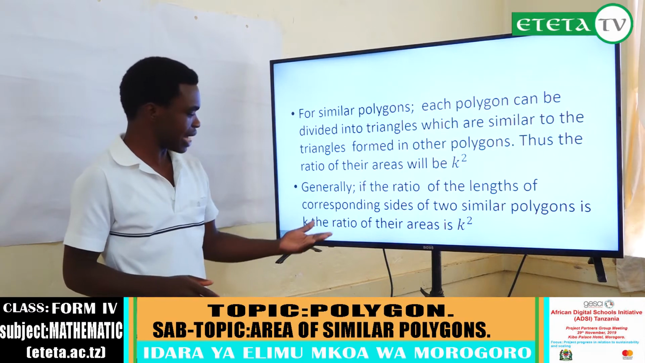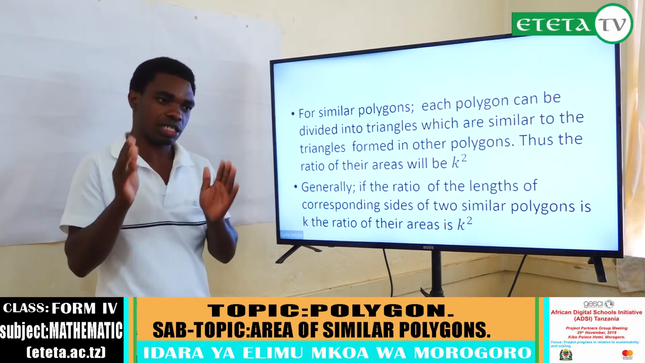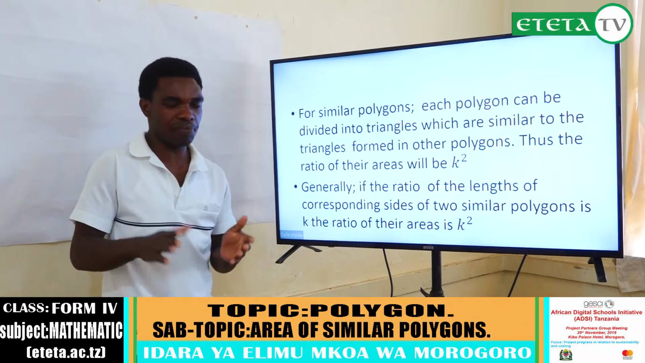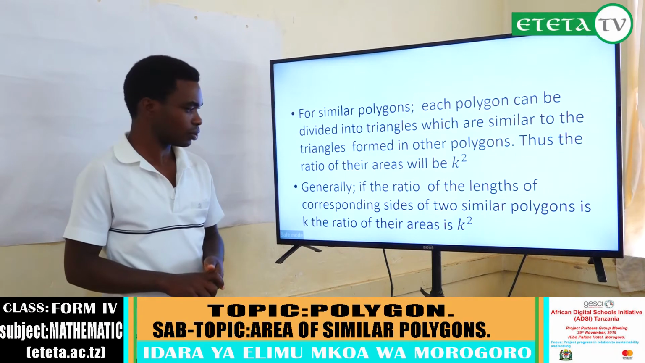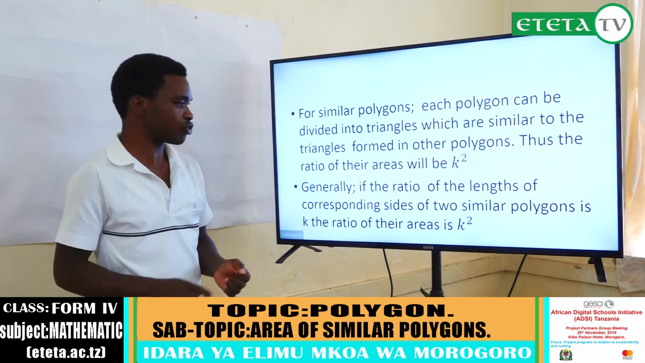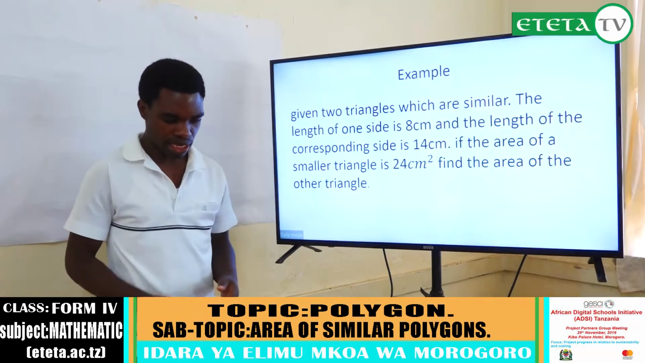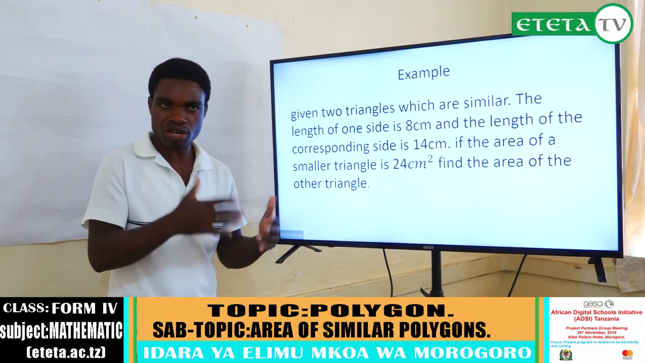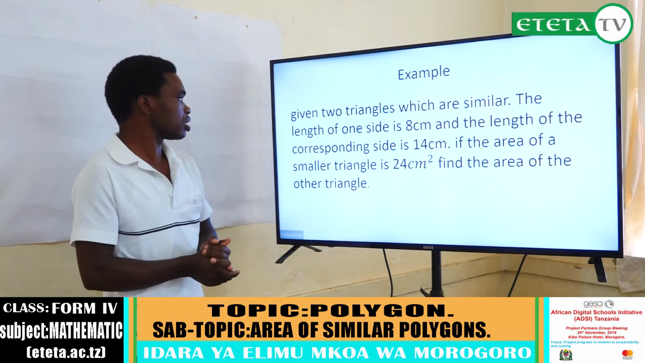As we have discussed in the case of the triangles, we saw that the ratio for the corresponding sides of the triangle was K, then the ratio for the areas was K squared. Therefore, if the ratio of the corresponding sides of two similar polygons is K, then the ratio of the areas will be K squared. Let us see examples of how this concept is applied in different situations.